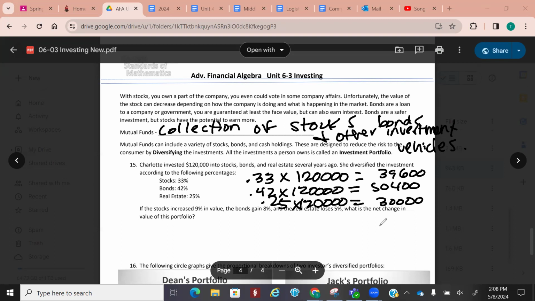If the stocks increase 9% in value, the bonds gain 8%, and the real estate gains 5%, losses. What is the net change in the value of this portfolio? So we got 9% times 39,600. We've got 0.08 times 50,400, 0.05 times 30,000.